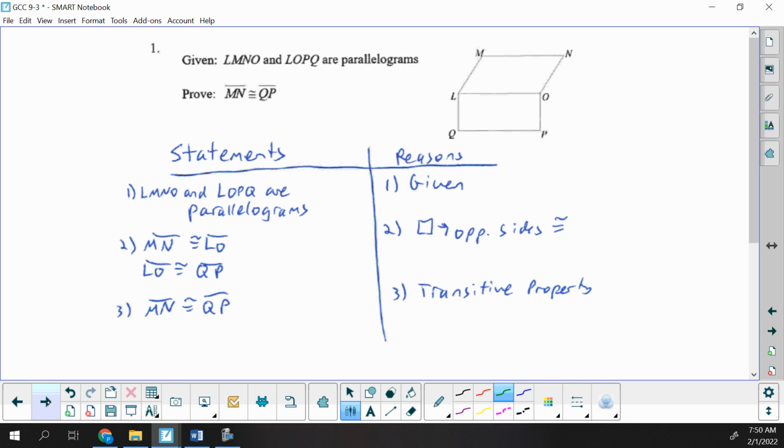After your givens, notice eventually we wanted to get MN congruent to QP, which were opposite sides in their respective parallelograms. So we need to first take the given parallelograms and do parallelogram implies opposite sides congruent. We can get multiple pairs, but the one we really want is MN congruent to LO in the top one, and LO congruent to QP in the bottom one. Notice LO got marked up in 2 different ways, so that should trigger in our minds that we should do transitive, and we get MN congruent to QP, which is what we wanted to prove.